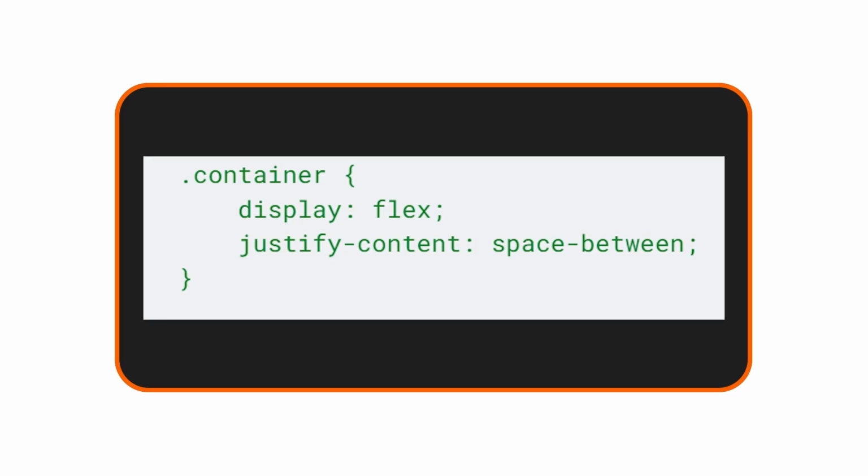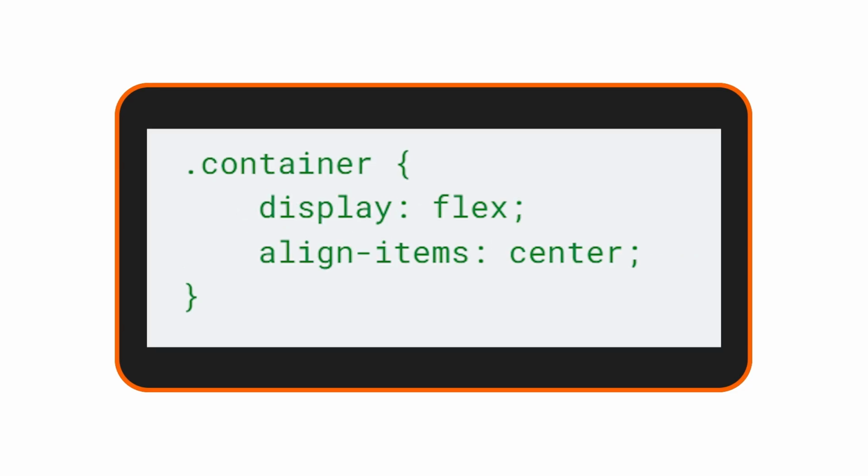The justify content property manages the horizontal spacing inside the container. It controls how space is distributed between items along the main axis. In this example, space between ensures the items are evenly spaced across the container. The align items property handles vertical alignment. This centers all items vertically, making the layout look balanced.